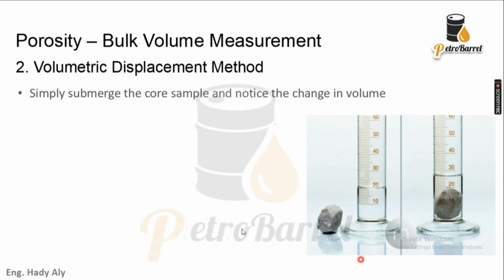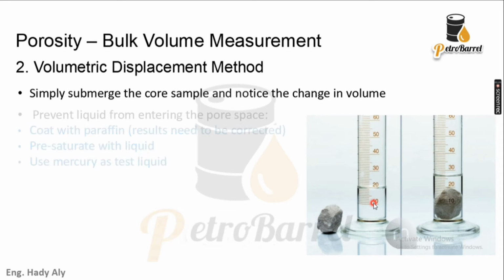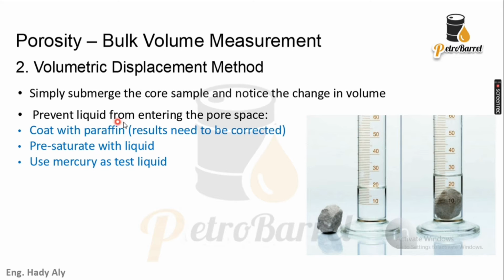The second method is the volumetric displacement method. In this method, I simply submerge or put the rock sample inside this graduated cylinder. So simply the water level increases. Why? Due to displacement of the rock, some volume of the water inside this cylinder. So based on this, we will prevent the liquids from entering the pore spaces of the rock by coating with paraffin. But based on this method, we need correction. Why? Because the paraffin has volume. So I want to get the accurate bulk volume of the core sample or the rock formation, okay? So we will make coating, but this method needs to be corrected, okay?